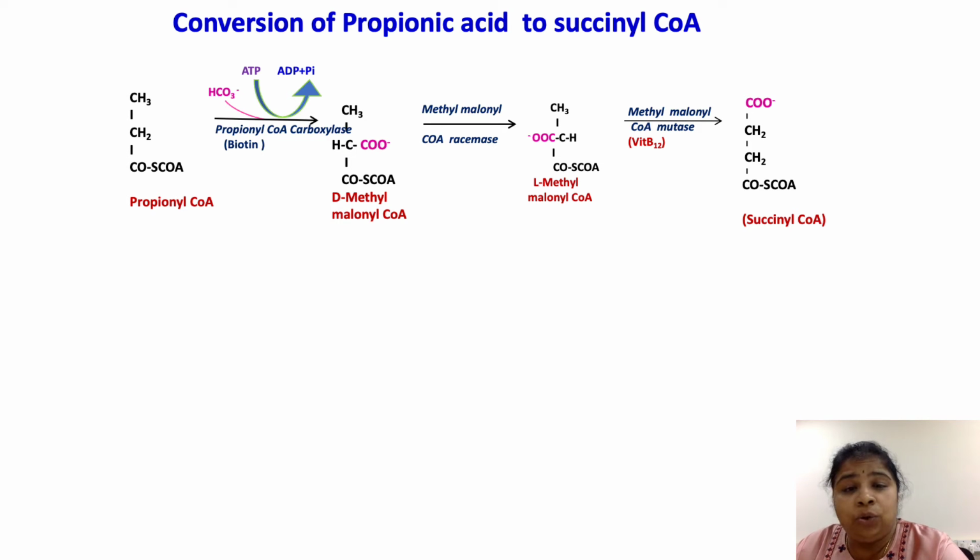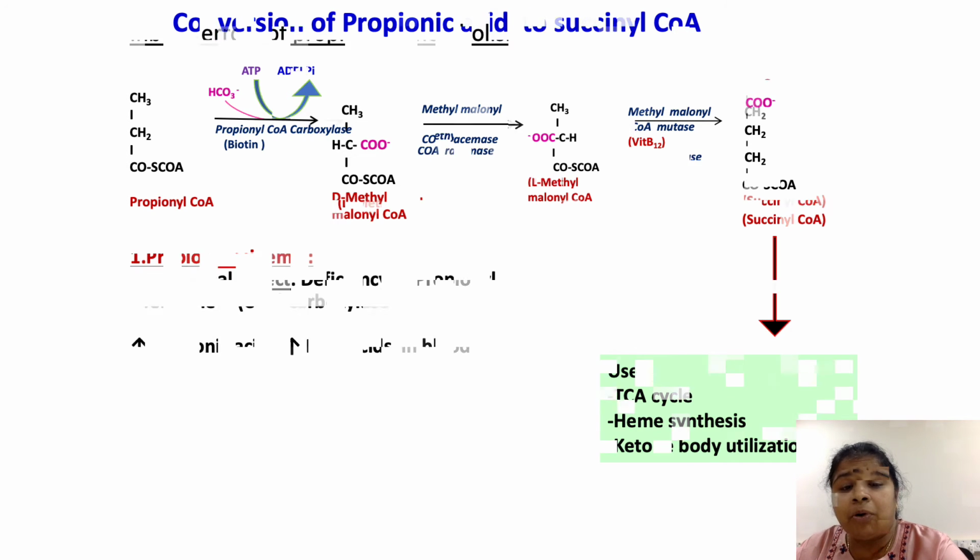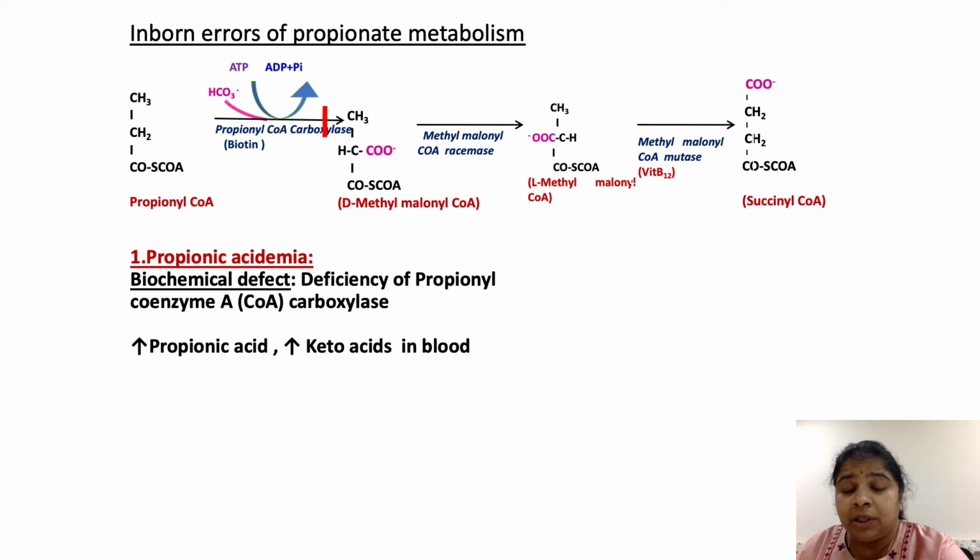as the coenzyme. The succinyl CoA in turn can either enter the TCA cycle, or can be used for heme synthesis, or can be utilized for ketone bodies, where it is the donor of the CoA group for utilization of ketone bodies.